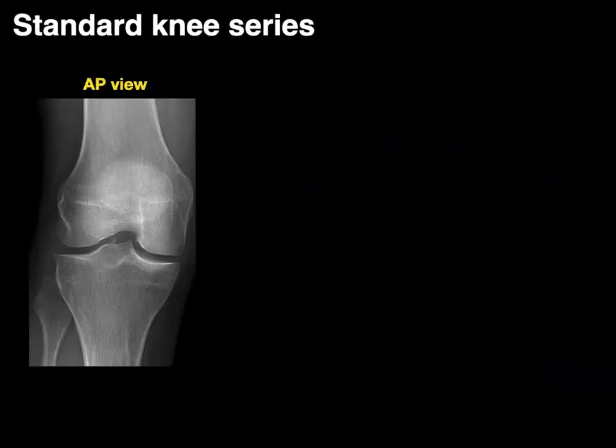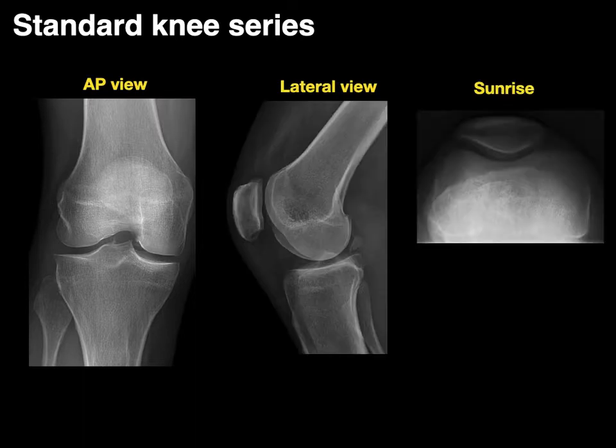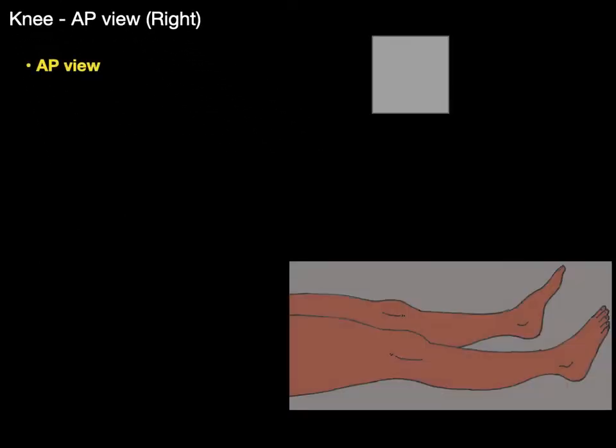So the standard knee series that we're going to cover today are an AP view, a lateral view, and a sunrise view of the knee joint in x-rays. We're going to start with the knee in an AP view on the right side.